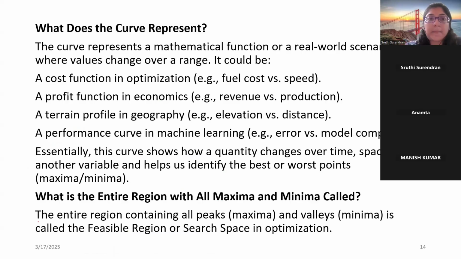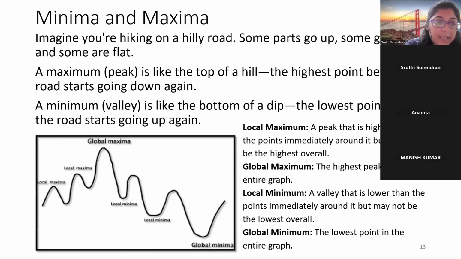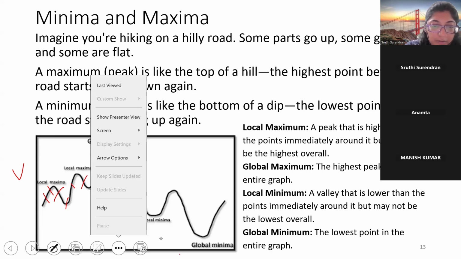Now, this curve is representing a mathematical function or a real world scenario where values are going to change over a range. It can be minimizing cost, or a profit function. It can be any function. So this can be representing the solutions, where every point is going to be the velocity, and this axis can be the cost.